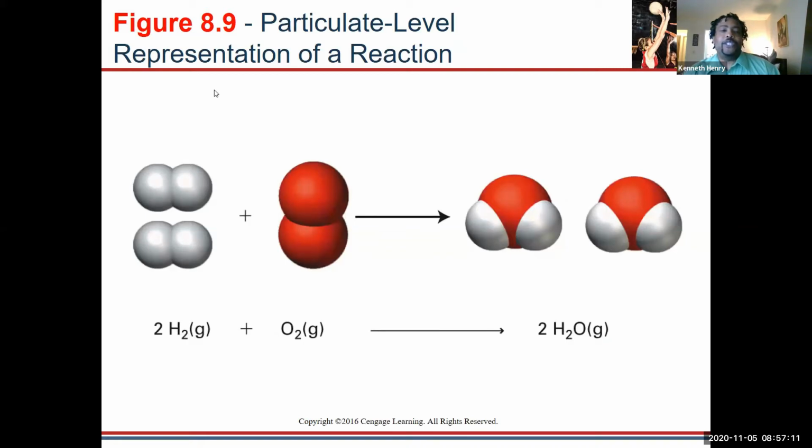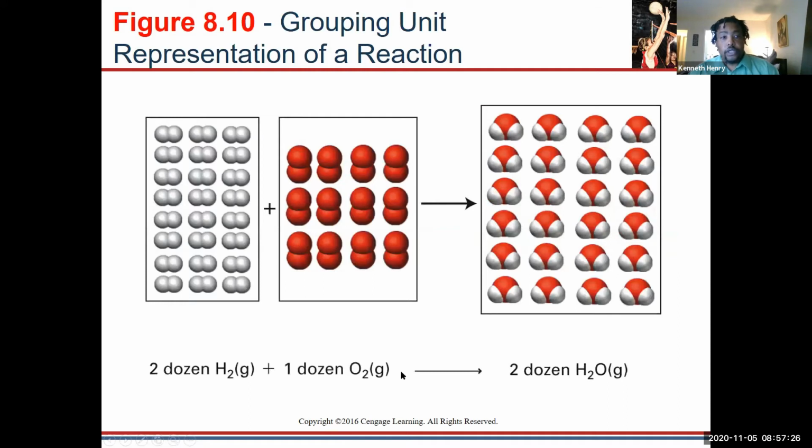Okay, so this is just basically showing you that image. We have 2 molecules of hydrogen gas, 1 molecule of oxygen gas is going to give me 2 waters. So when we talk about a dozen, that's kind of scaling up. So I could have 2 dozens of hydrogen gas, 1 dozen of oxygen gas is going to give me 2 dozens of water. Simple.